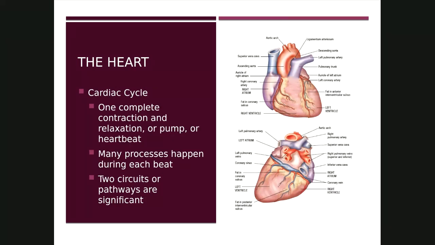The cardiac cycle refers to one complete contraction and relaxation, or pump, or heartbeat. Many processes happen during each beat, and 2 circuits or pathways are significant. There is the pulmonary circuit and the systemic circuit, which we will review.